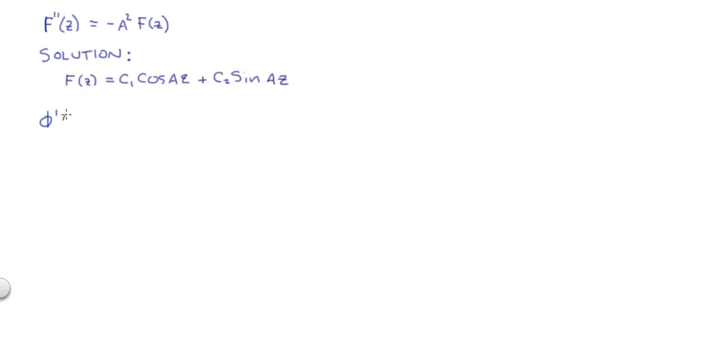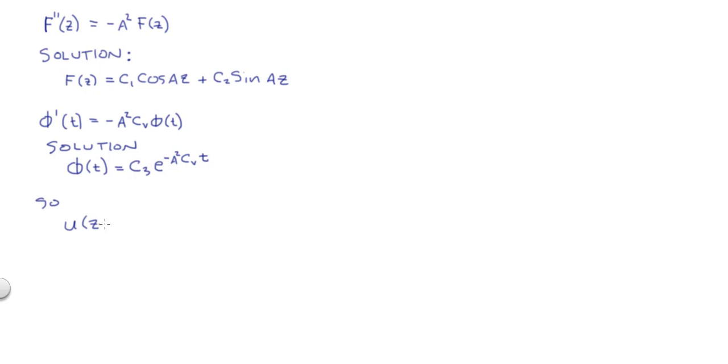Let's start with the depth differential equation. F double prime of z is equal to minus a squared f of z. The solution to this expression is simply a combination of harmonic functions. F of z is equal to c1 cosine of az plus c2 times sine of az. Now let's go to the phi prime of t expression, minus a squared c sub v phi of t. The solution to this differential equation is that phi of t is equal to c3 times the exponential of minus a squared cv times t.